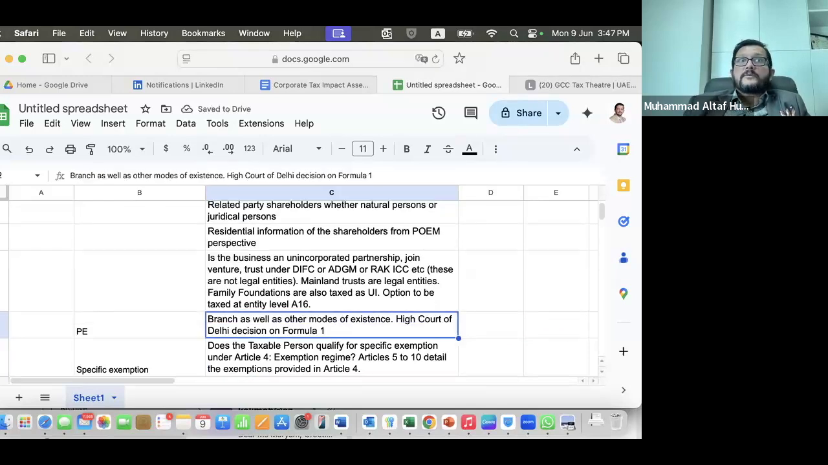So the company was not present in India, but it had a racing track on which there was a joint venture arrangement with another entity in India, but the High Court treated that racing track as the permanent establishment of the UK company, and they taxed it in India. So that's a unique case. So we have to be open-minded.